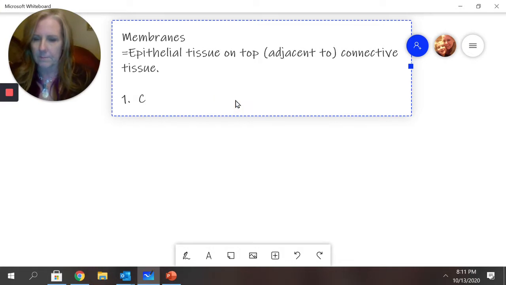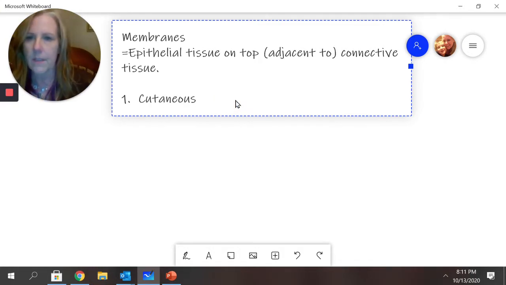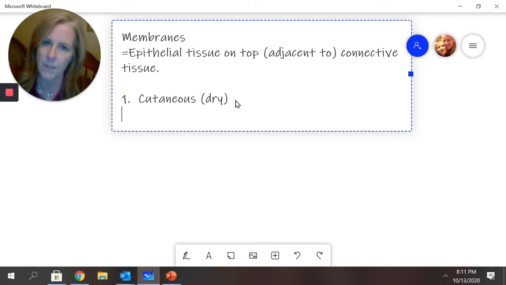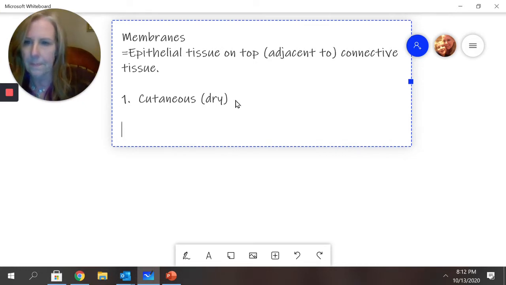One type of membrane, cutaneous. So the cutaneous membrane is a dry membrane. And as it turns out, our cutaneous membrane is our skin. And our skin is covered in great detail in the integumentary system. So we will cover that in the integumentary system.